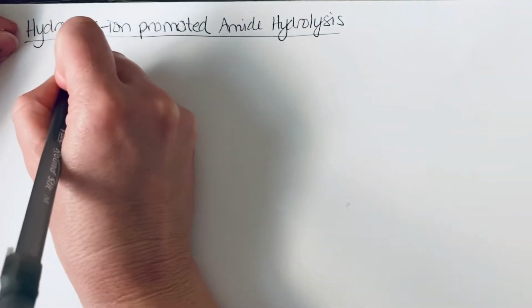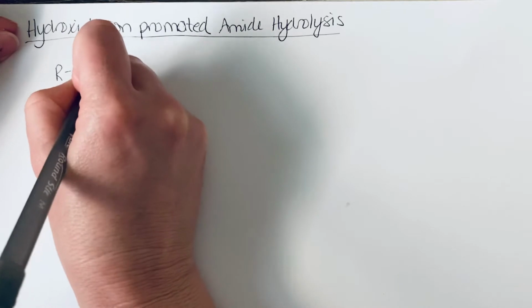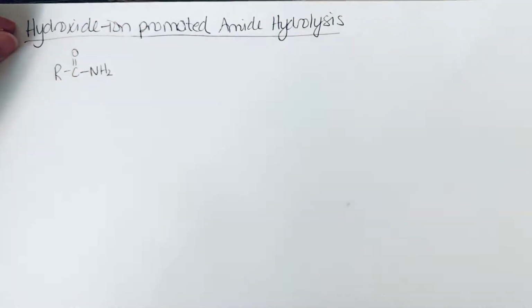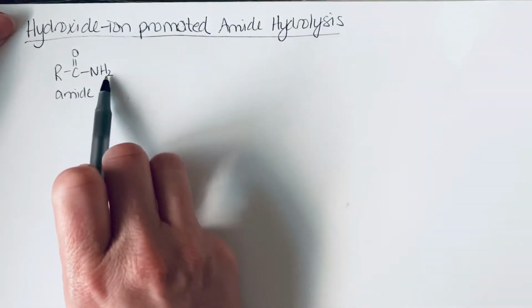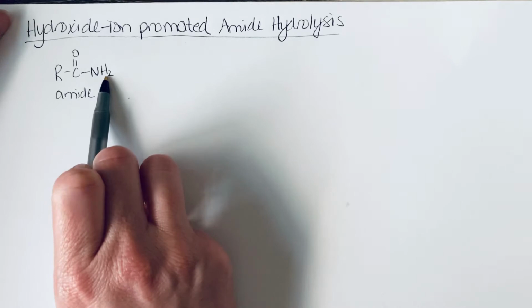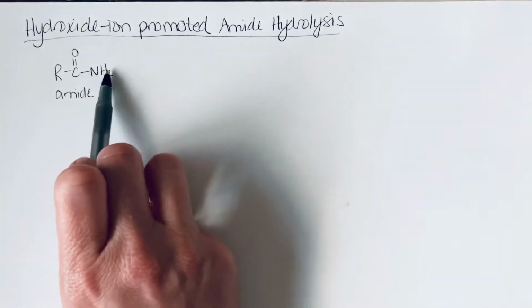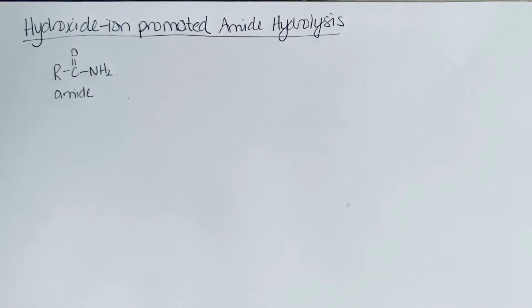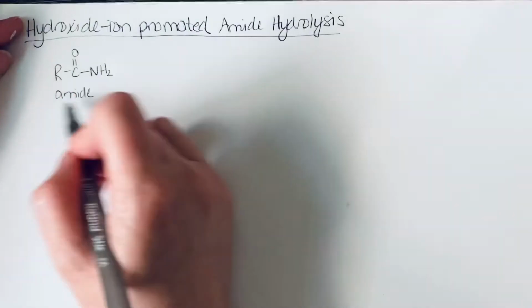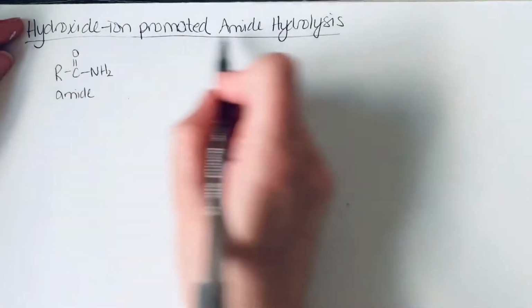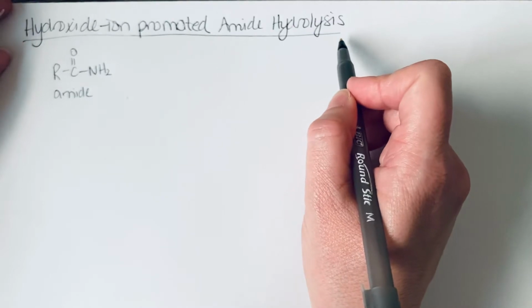If we're looking at an amide, we could have something with this general structure. We drew a primary amide, but you could also replace these hydrogens with R groups. If you replace one, that would be a secondary amide, or two, then it would be a tertiary amide. All right, so we have just a primary amide here. So we're going to do the hydroxide ion promoted amide hydrolysis.